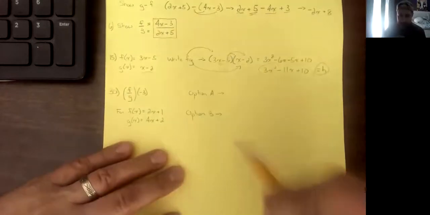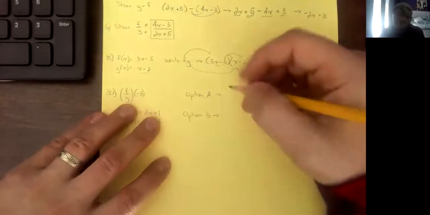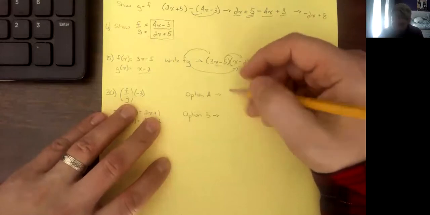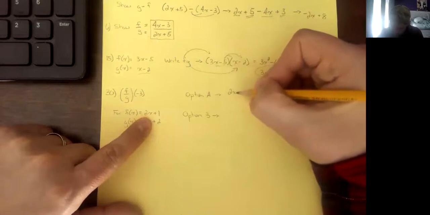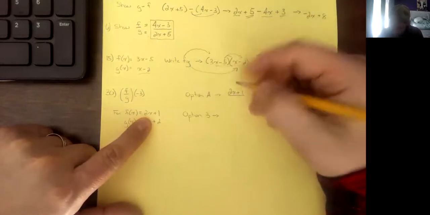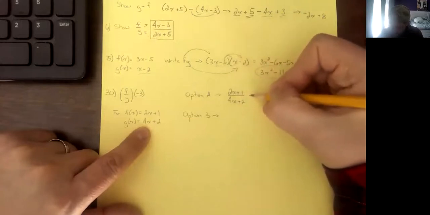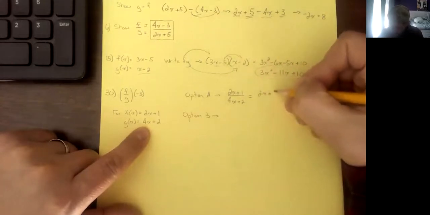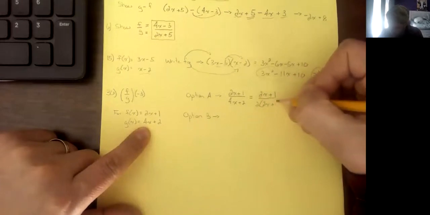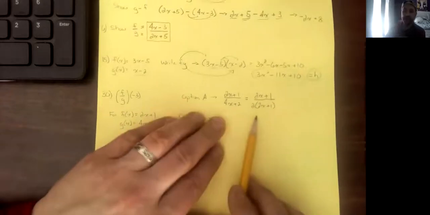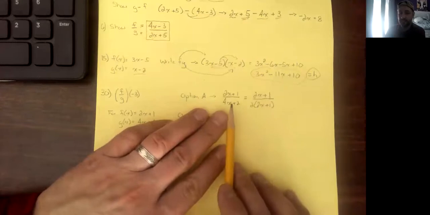Okay. Now number 30 I wrote down because I wanted to do the two different options. I'm going to make option A the quickest. Option A would be taking F and putting it over G and just seeing if I can do anything first. I can factor a 2 out. Look what happens when I factor a 2 out. 4x plus 2. Factor it out. Go ahead and factor these things.